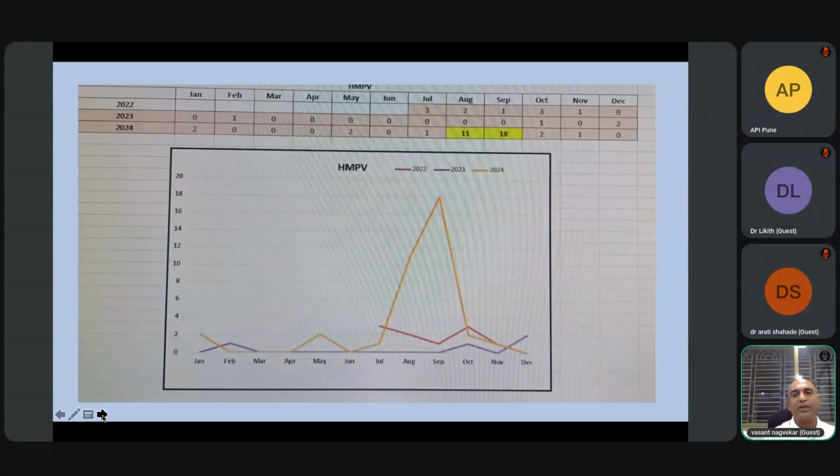So the southern hemisphere is not following the northern hemisphere. The cases we have seen were predominantly in 2024. But if you see 22-23, we did not have so many cases.